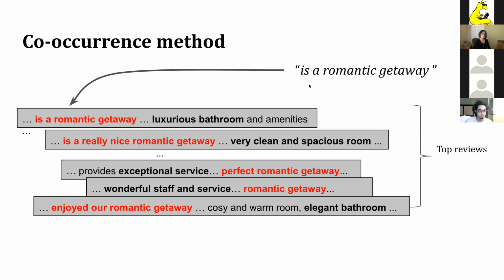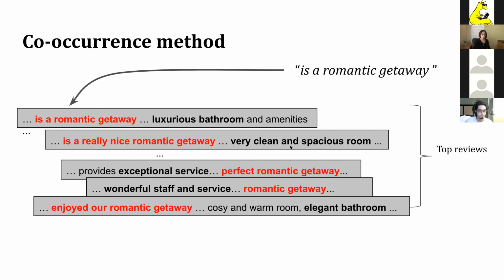It doesn't have to be a direct word by word match, it's a similarity match again, right? For example, this review, is a romantic getaway, is a direct match. For the second review, it's slightly different. It's a really nice romantic getaway, right? Or enjoyed our romantic getaway. So there are variations and we will take them, as long as these top K reviews are ranked high enough.